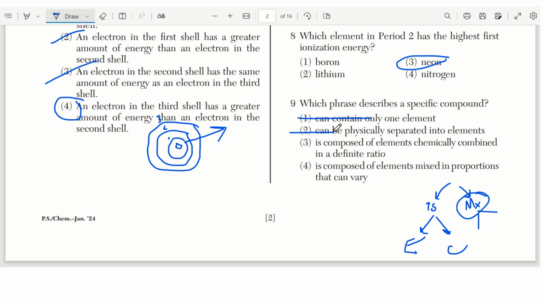Nope, that's a mixture. All right, is it composed of elements chemically combined in a definite ratio, or is it composed of elements mixed in proportions that can vary? Chemically combined in a definite ratio. Number 4 is the definition for a mixture. They are mixed in proportions that can vary. You can have it saltier or sweeter, or you can have more of something. In a mixture, the proportions can change. In a compound, there's always a definite ratio. What does that mean? That means H2O, which is water, is always 2 hydrogens and 1 oxygen 100% of the time. Okay?